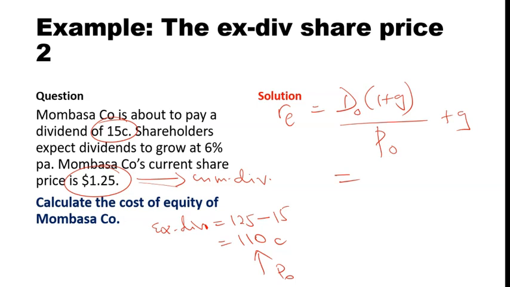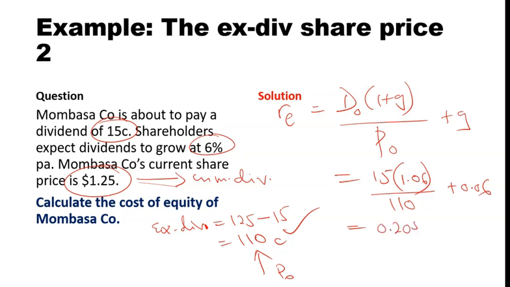So we come here to this formula and say D0, the current dividends, which is 15 cents, multiplied by 1 plus g, and g is 6%, so that's 1.06, over the P0. The P0 is this one, 110, plus 0.06, our g, and we must get about 0.205, which is equal to 20.5%.